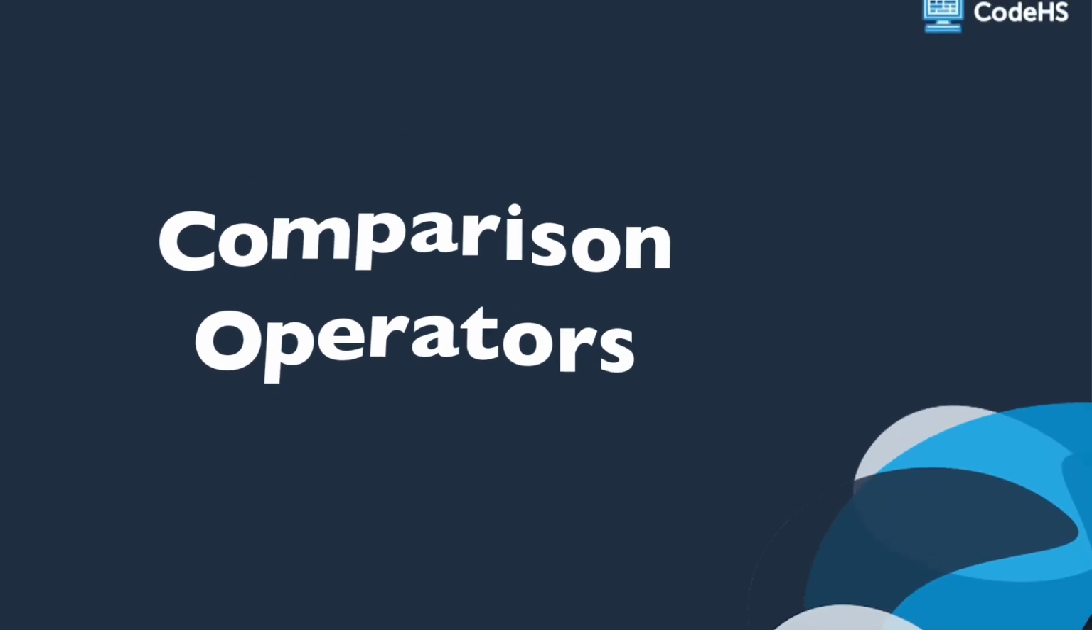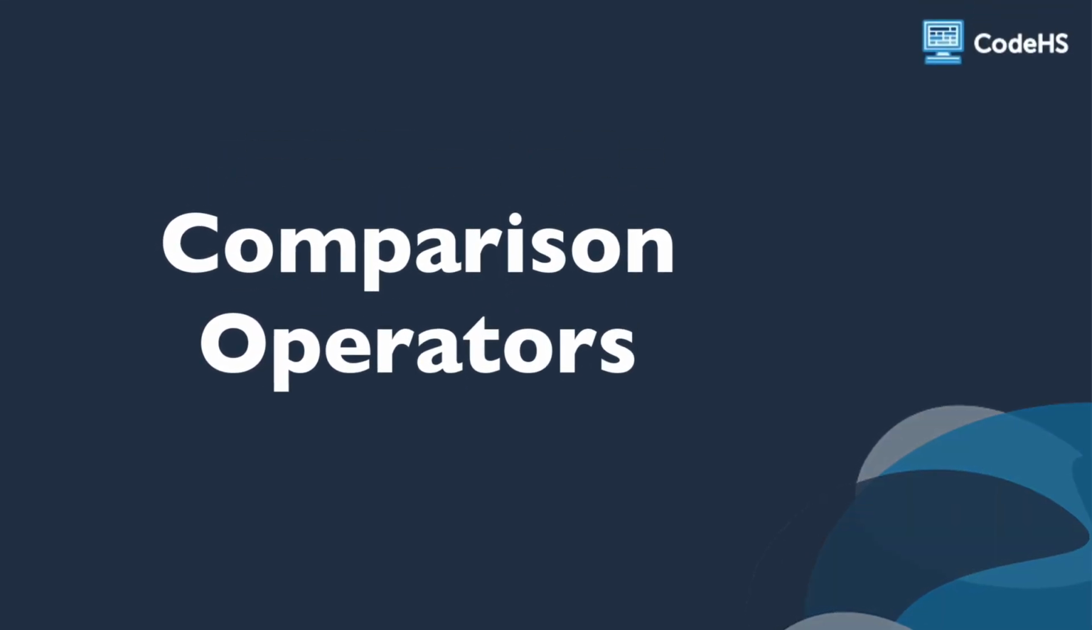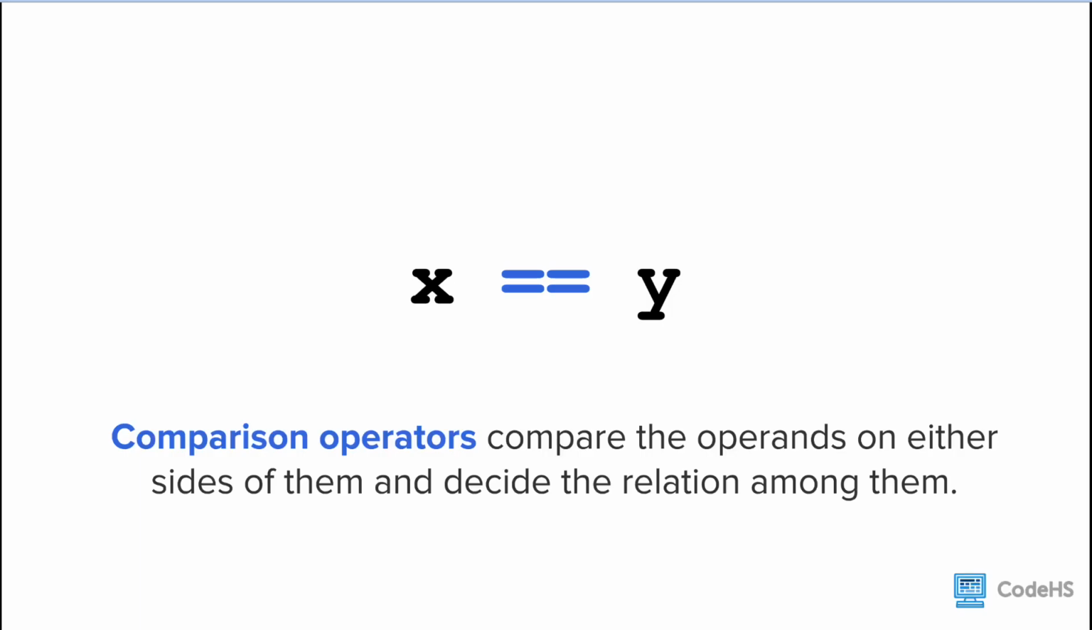Hi, in this lesson, we'll talk about comparison operators and how they are used in programs. One way that we can ask our computer true or false questions is by creating Boolean expressions using comparison operators. Comparison operators compare the operands on either sides of them and decide the relation among them. In this example, the x operand on the left is being compared to the y operand on the right.